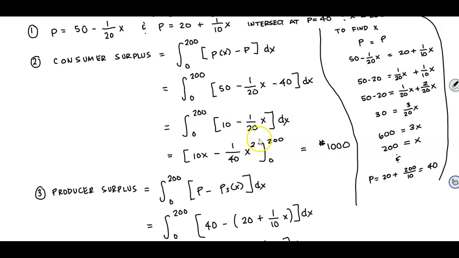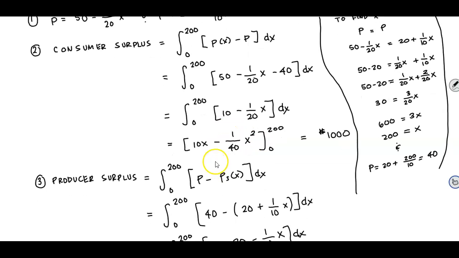Then from here, we find the antiderivative, and so we get 10x minus 1/40 x squared with a lower limit of 0 and upper limit of 200, and that's going to equal 1,000. And again, that's the formula for the consumer surplus.